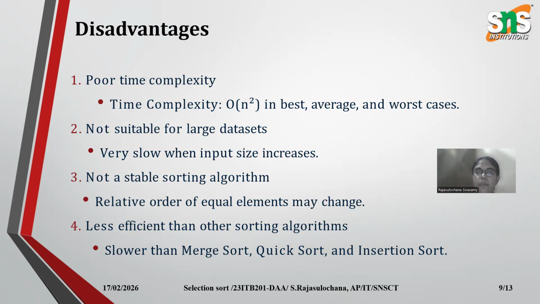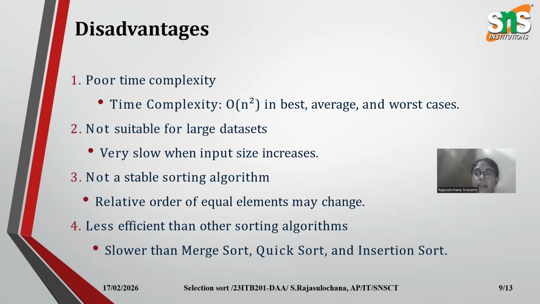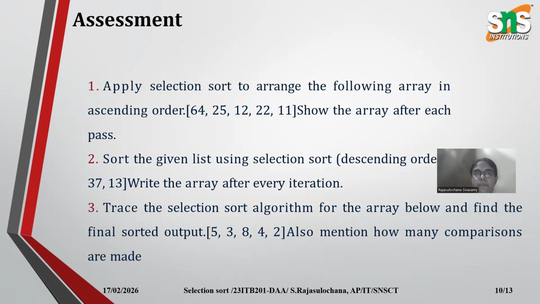These are some of the drawbacks of selection sort algorithm. It has very poor time complexity. That is, its best, average and worst case time complexity is order of n squared. It is not suitable for larger data sets. The algorithm slows down when the input size increases, and it is not a stable sorting algorithm, unlike other stable sorting algorithms we have seen, for example bubble sort. It is less efficient than other sorting algorithms like merge sort, quick sort, and insertion sort, because its relative order of equal elements may change.